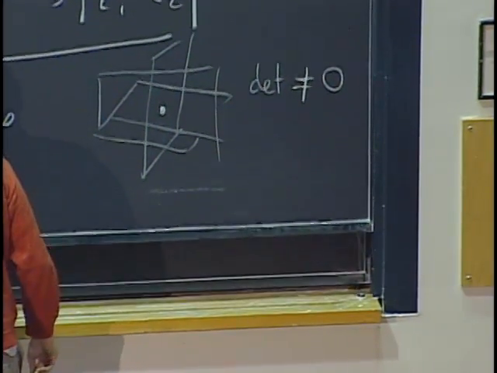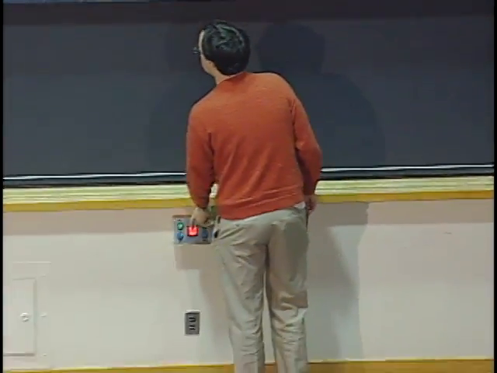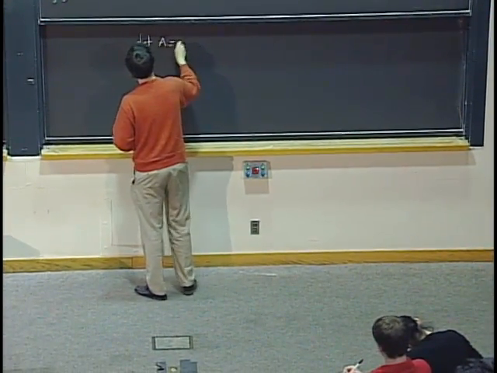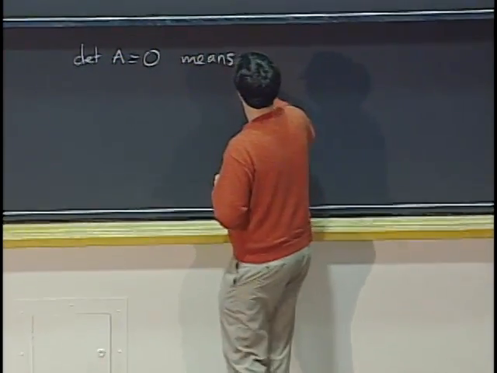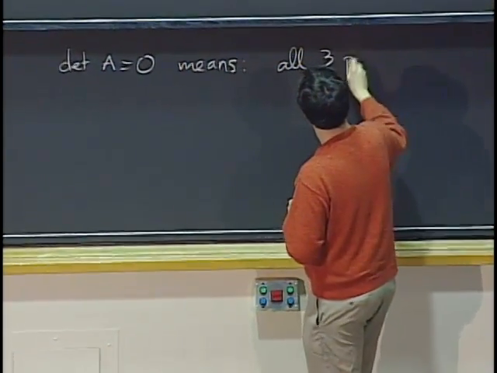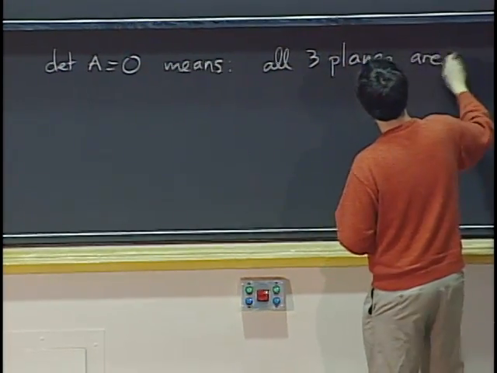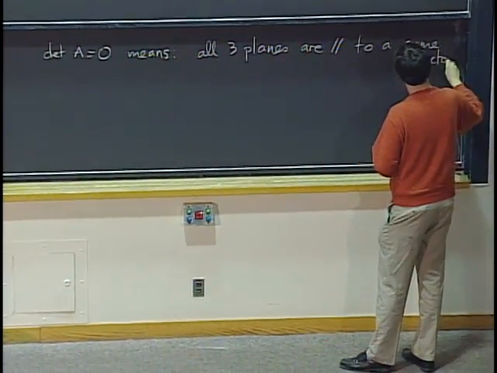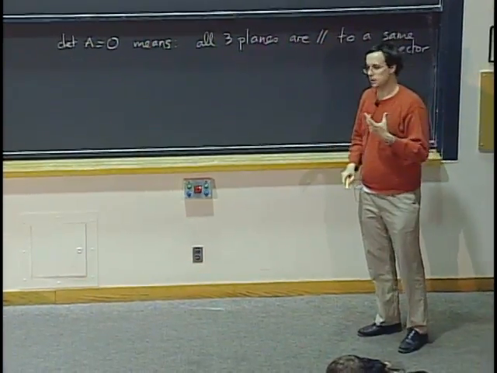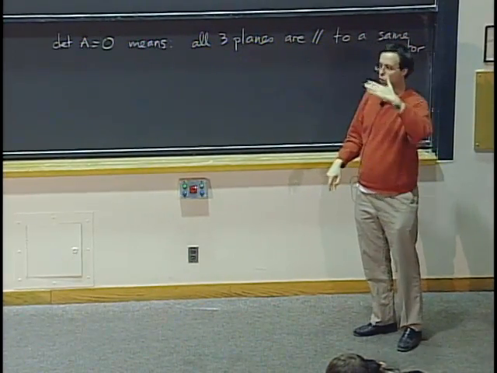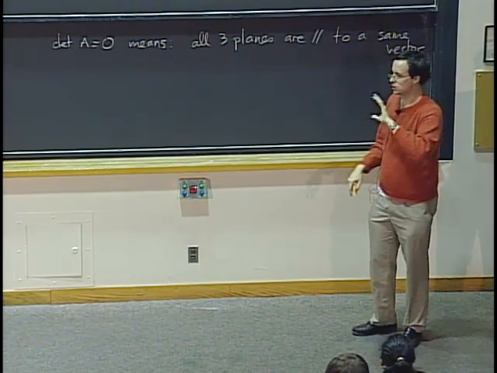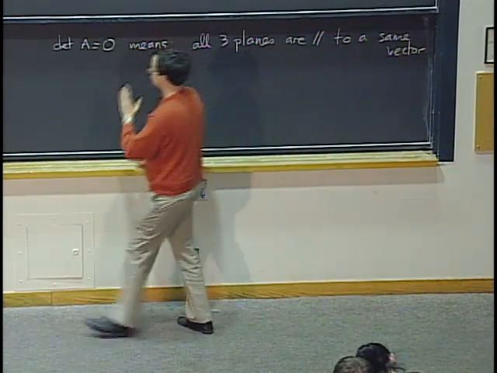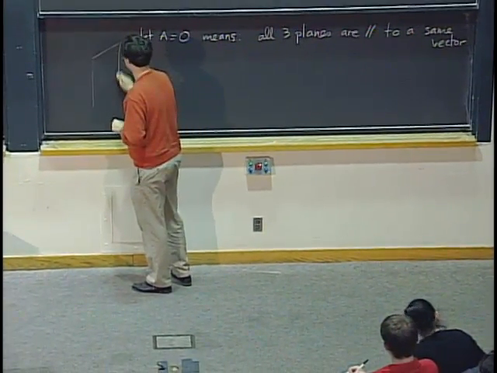However, sometimes it will happen that all the planes are parallel to the same direction. So determinant A equals 0 means the three planes are parallel to the same vector. And in fact, you can find that vector explicitly because that vector has to be perpendicular to all the normals. So at some point, we saw rather subtle things about how to find the direction of this line that's parallel to all the planes.